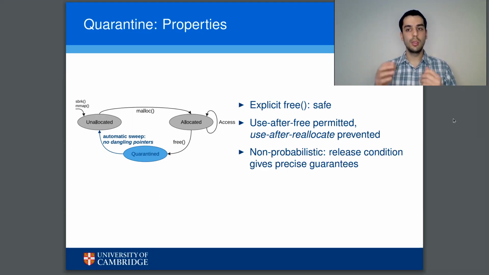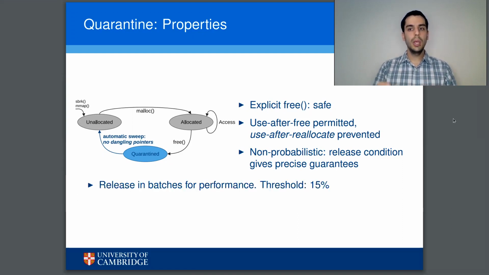Also note that this is a non-probabilistic scheme. We provide specific guarantees, and we will keep allocations in the quarantine for as long as it takes to provide these. We can amortize our work away by only sweeping once the quarantine size has reached a certain threshold. We do not sweep on every free. Instead, we wait until the quarantine has reached 15% of the overall memory size, although this can be tuned.